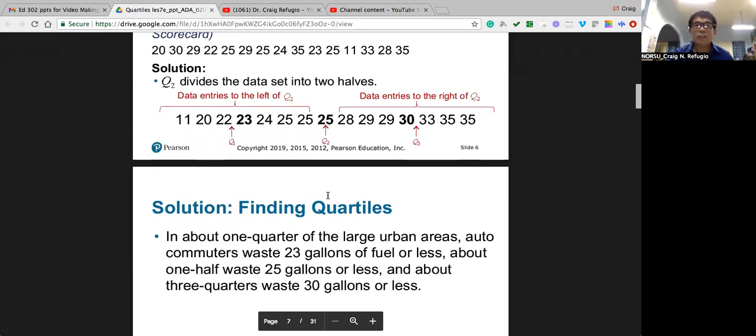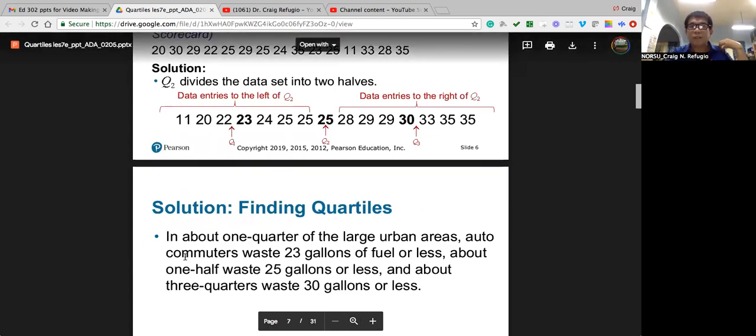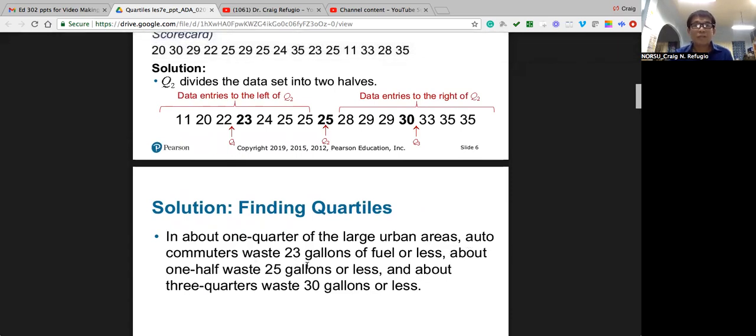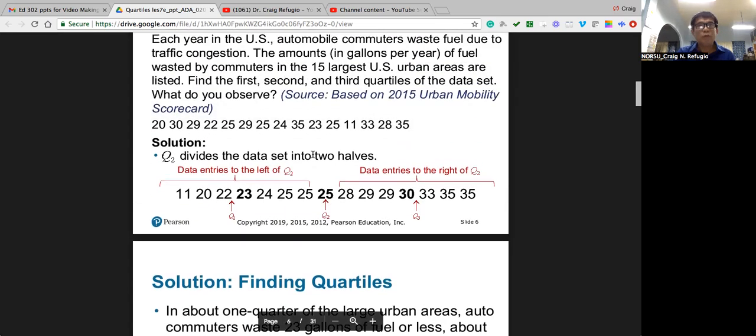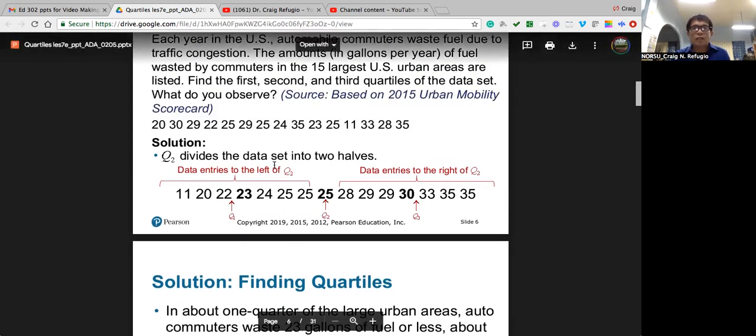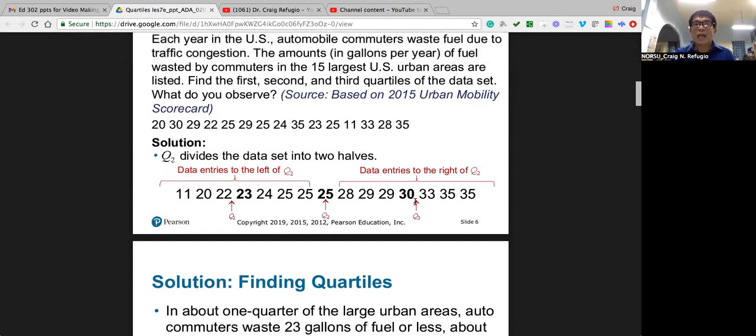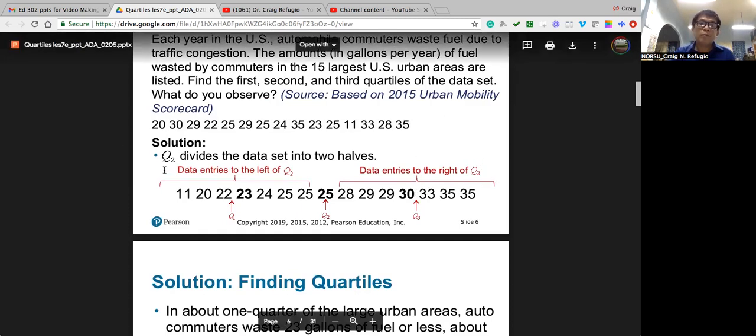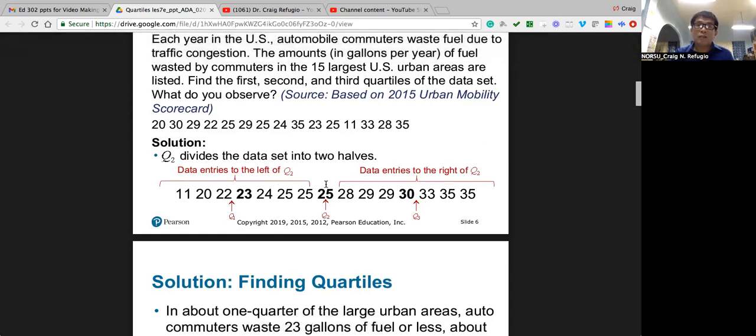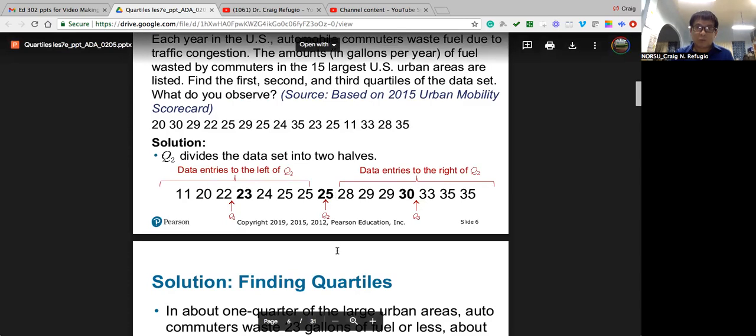So it is mentioned in here that in about one quarter of the large urban areas, auto commuters waste 23 gallons of fuel or less. If we're going to look at this one, this is Q2, and half of the data is below Q2, this is greater than Q2, and this one is equal to Q2.